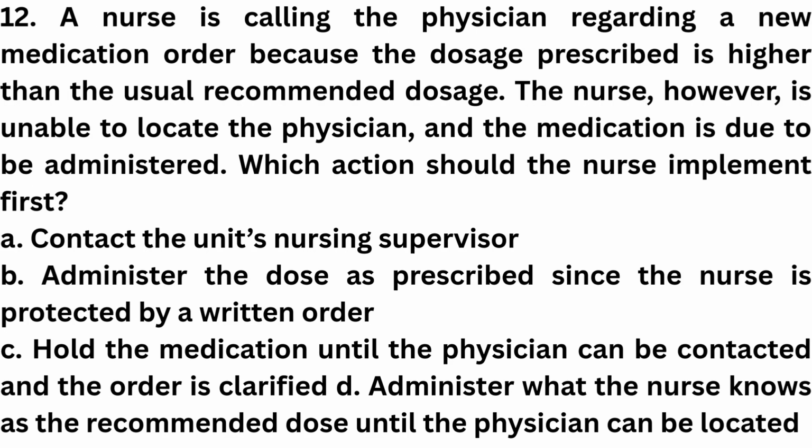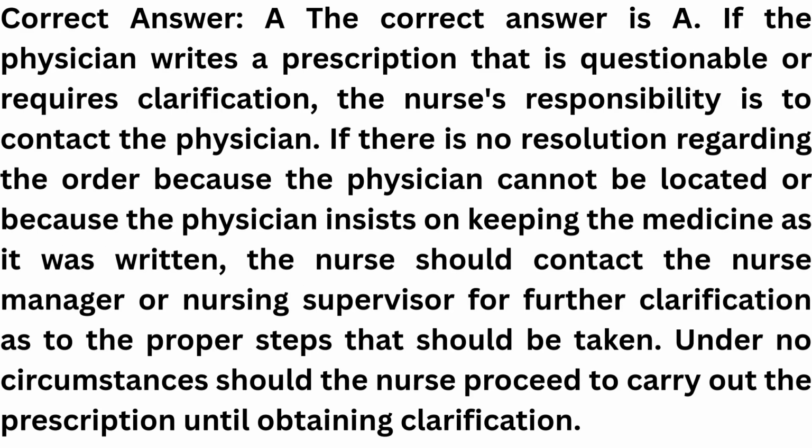12. A nurse is calling the physician regarding a new medication order because the dosage prescribed is higher than the usual recommended dosage. The nurse, however, is unable to locate the physician, and the medication is due to be administered. Which action should the nurse implement first? A. Contact the unit's nursing supervisor. B. Administer the dose as prescribed since the nurse is protected by a written order. C. Hold the medication until the physician can be contacted and the order is clarified. D. Administer what the nurse knows as the recommended dose until the physician can be located. Correct answer. The correct answer is A.